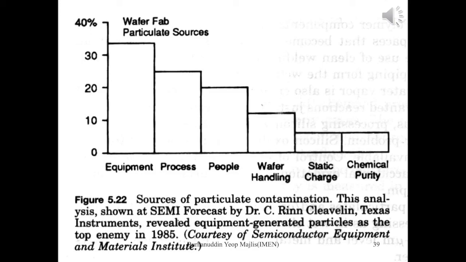Okay, this slide shows the analysis of which sources of contamination are in the clean room. You can see the sources are equipment, process, people, vapor handling, static charge, and also chemical purity. So which one contributes more? For example, here equipment contributes more than 30%, and then the process more than 25%. Then the people, the vapor handling, static charge, and chemical purity. So which component contributes more to the particulates.